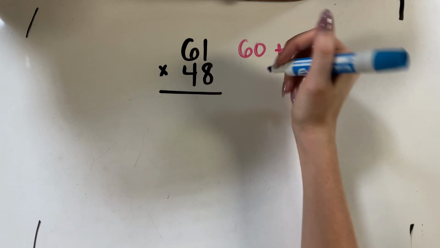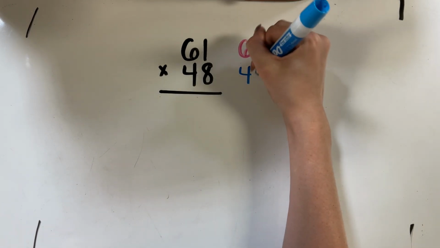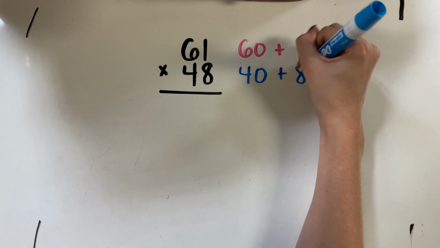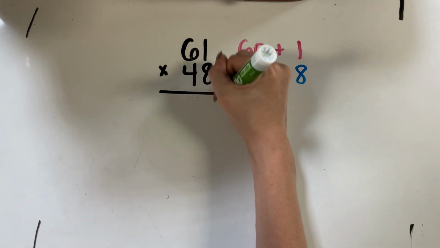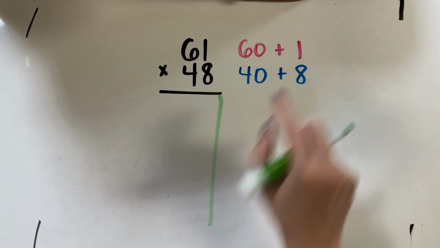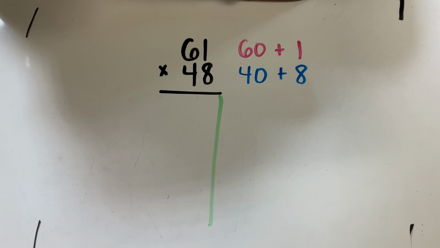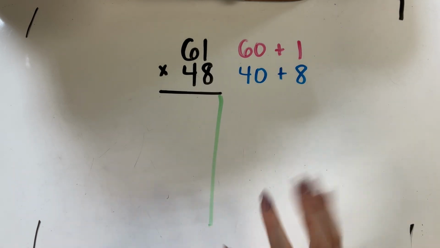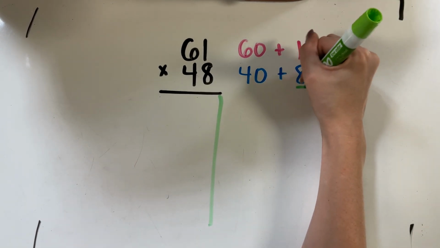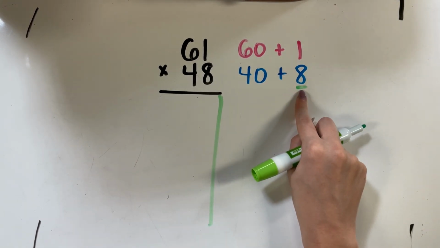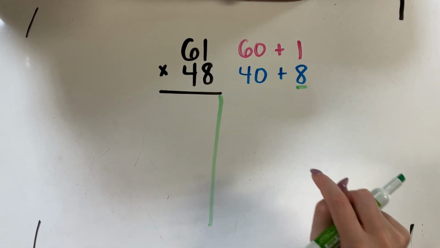48 in its expanded form is 40 plus 8. All right, we've got all of our numbers in their expanded form. Now we need to write down all of the combinations of numbers that we need to multiply in order to get our final product. So I'm going to start always with my bottom right-hand number. And remember, I'm going to multiply it times both of my top numbers.